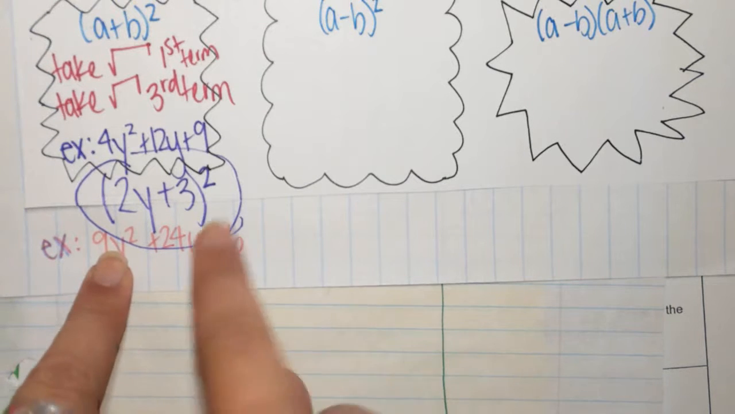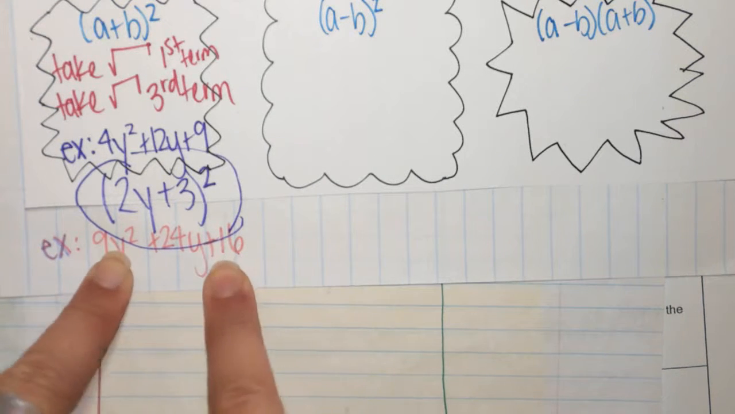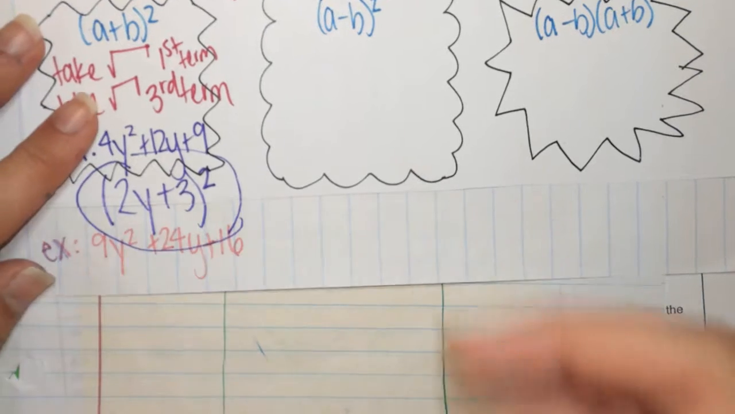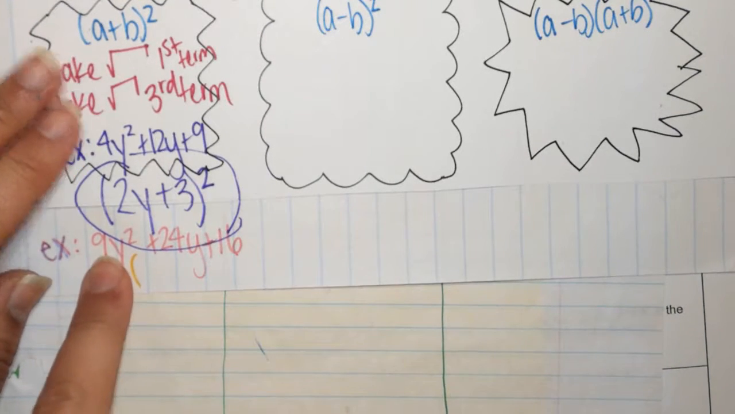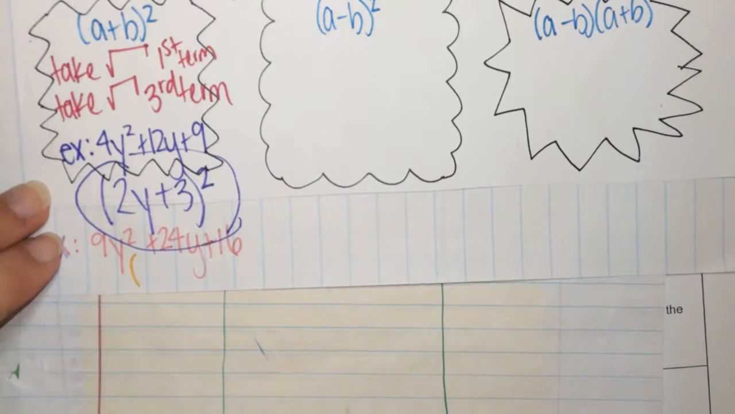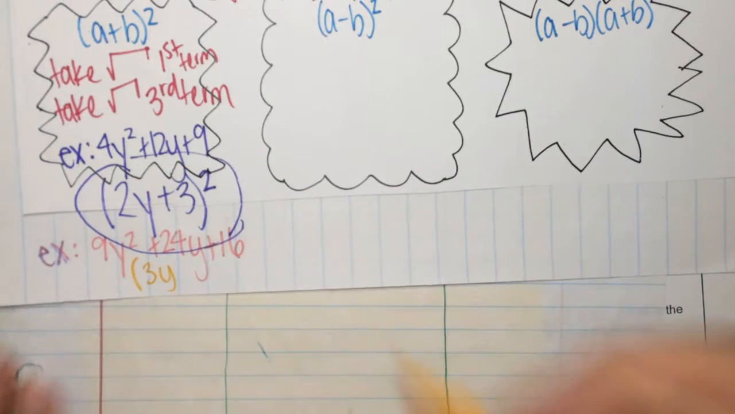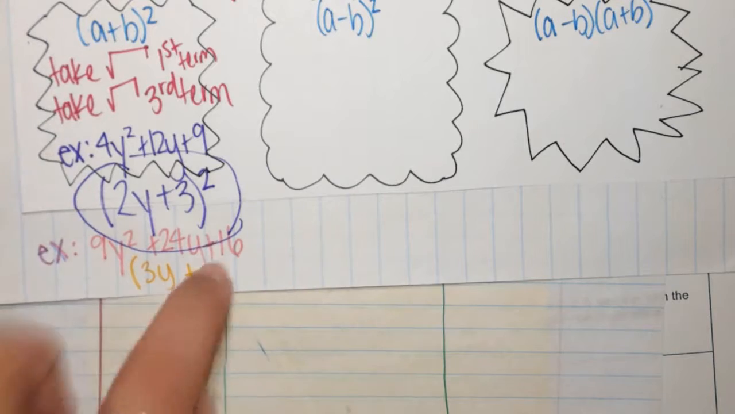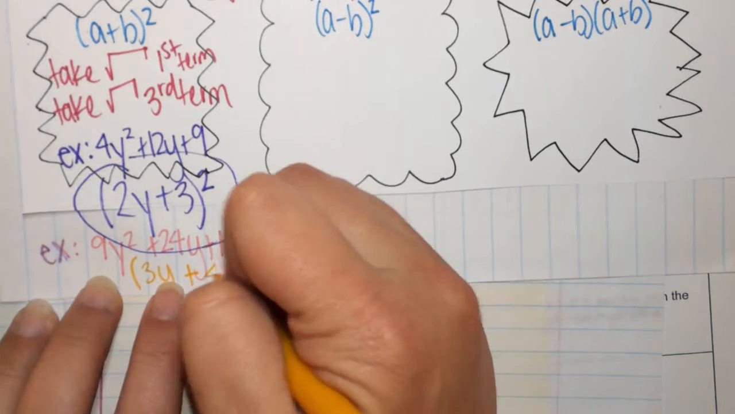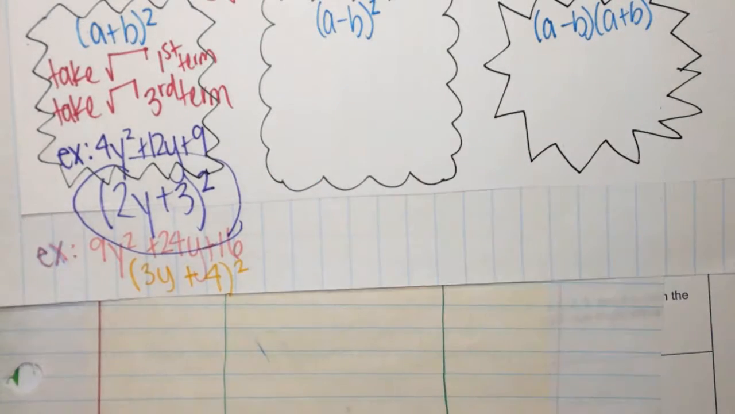Alright, so 9y squared and 16 are both perfect squares. Does everybody agree? Okay, so you take the square root of your first term. What's the square root of 9y squared? 3y. Okay, now I have 2 pluses, so I'm going to put a plus. And what's the square root of 16? Then I slap a squared on it.